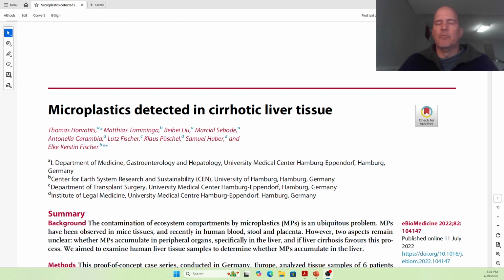fairly regularly by other scientists, often quoting this as evidence for microplastics in human liver, which is a gross injustice because there's really a lot more to this paper. I think the people who quote it that way maybe just look at the title, they see microplastics, they see liver, and that's maybe all they read. But let's look at what it actually says in this paper.